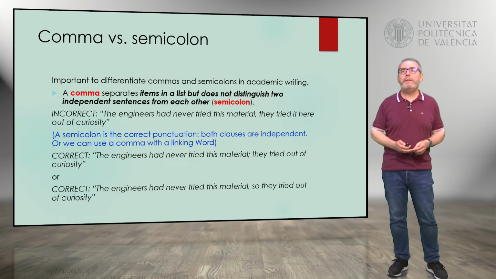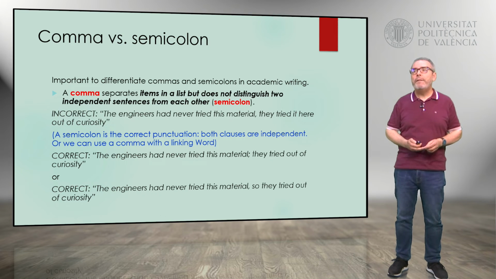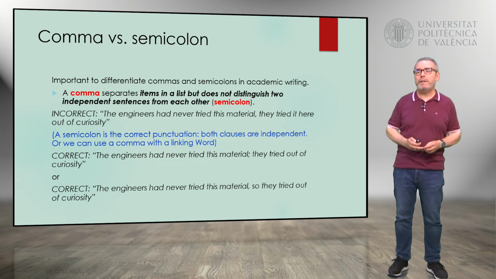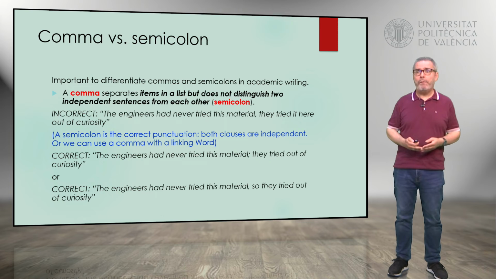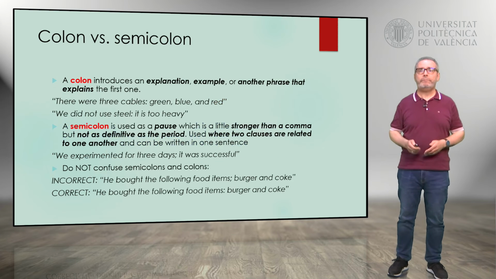That's why it would be incorrect to say, "The engineers had never tried this material, they tried it here out of curiosity." In this case, a semicolon is the correct punctuation mark, because both clauses are independent. Or we can use a comma with a linking word. And this is another alternative. Sometimes, depending on whether the sentences, the phrases, are dependent or independent, we use a comma or a semicolon.